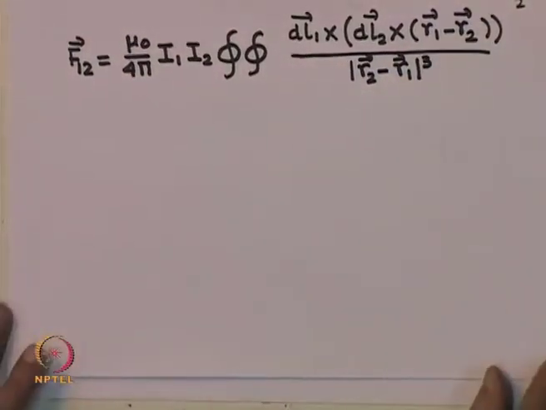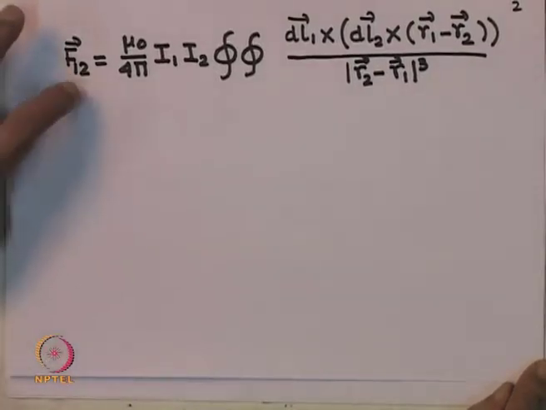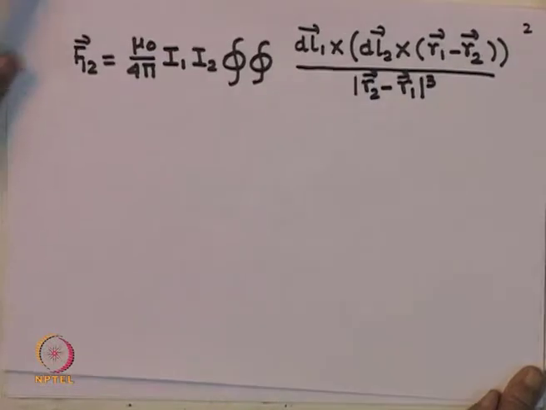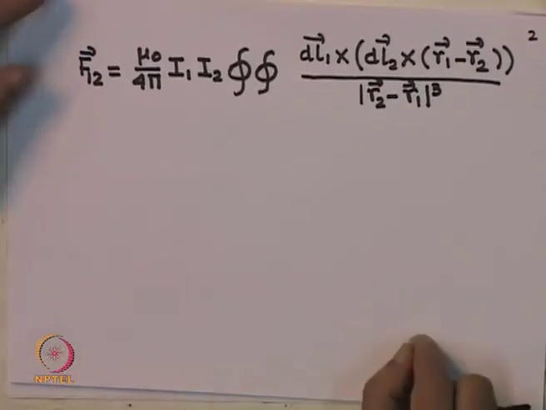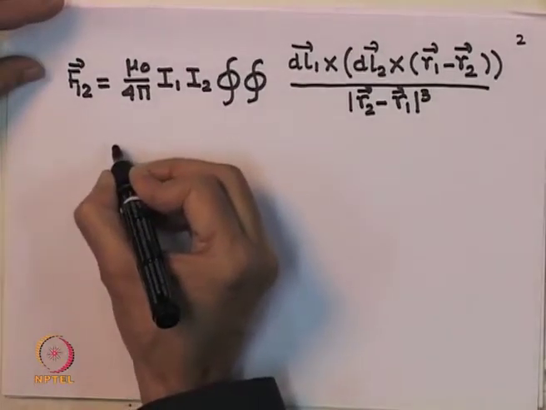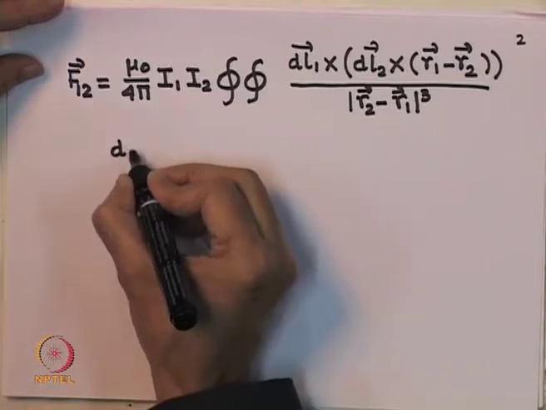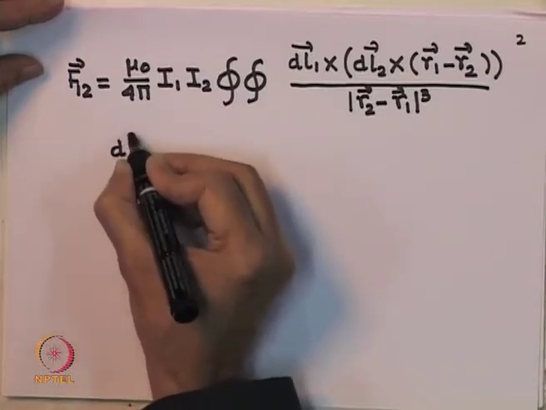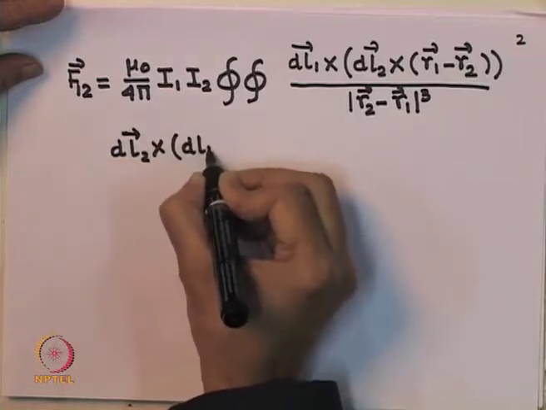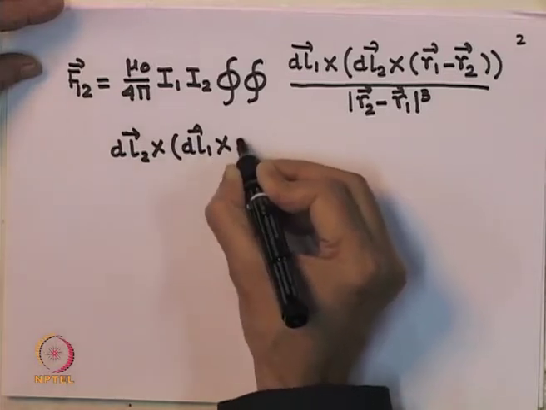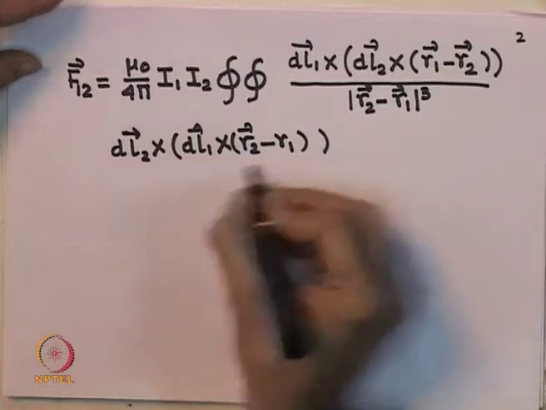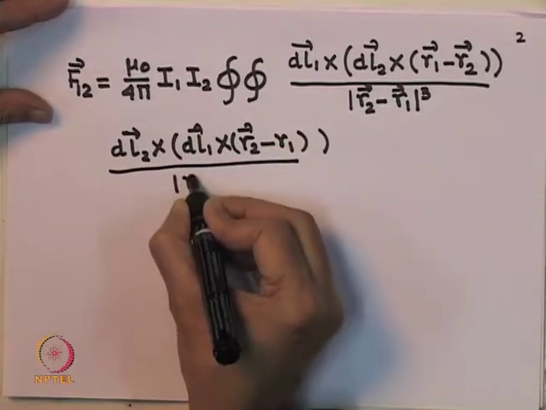This is the same. Now, what I need to show is that this is equal and opposite to the expression that I had for the previous one. Okay. So, let me then try to prove this. Let me come back to the numerator, the quantity inside the integrand of the first expression. So, I have dL2 cross dL1 cross (R2 minus R1) divided by |R2 minus R1| cubed.